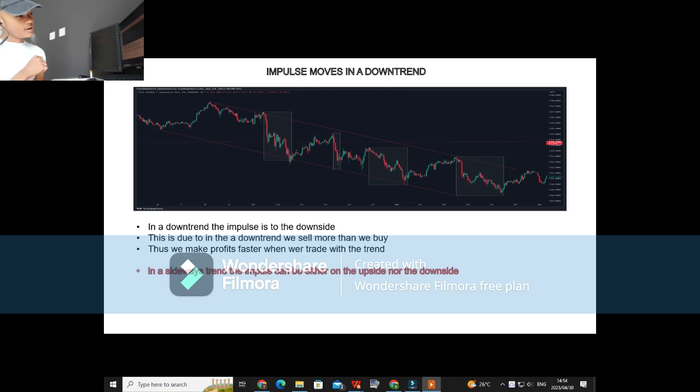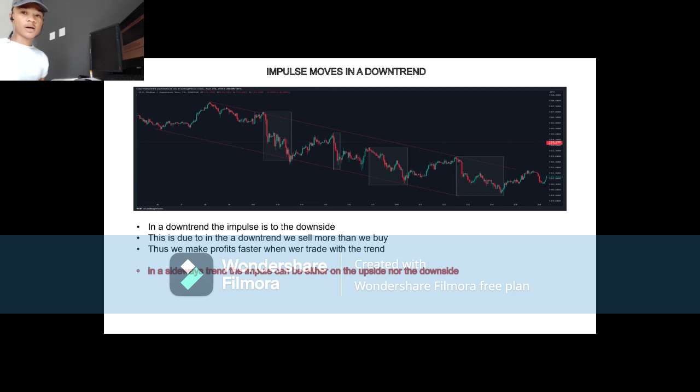The other thing I wanted to outline here is, in a sideways trend, the impulse move can be either on the upside or the downside. So as we are on the impulse move in a downtrend, in a sideways trend, the impulse move can be either on the upside or the downside. That's very important, guys. Let's jump to the next slide.